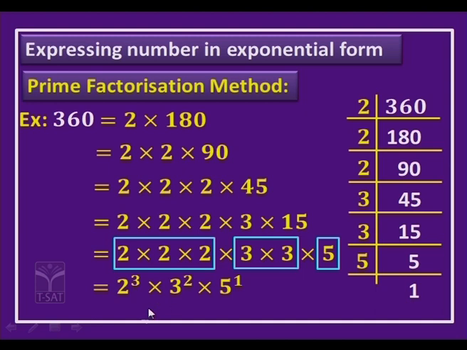Now, this 2 cube into 3 square into 5 to the power of 1 is nothing but the product of prime factors in exponential form. So, I hope, children, you have understood how to express a given number as a product of prime factors in exponential form.